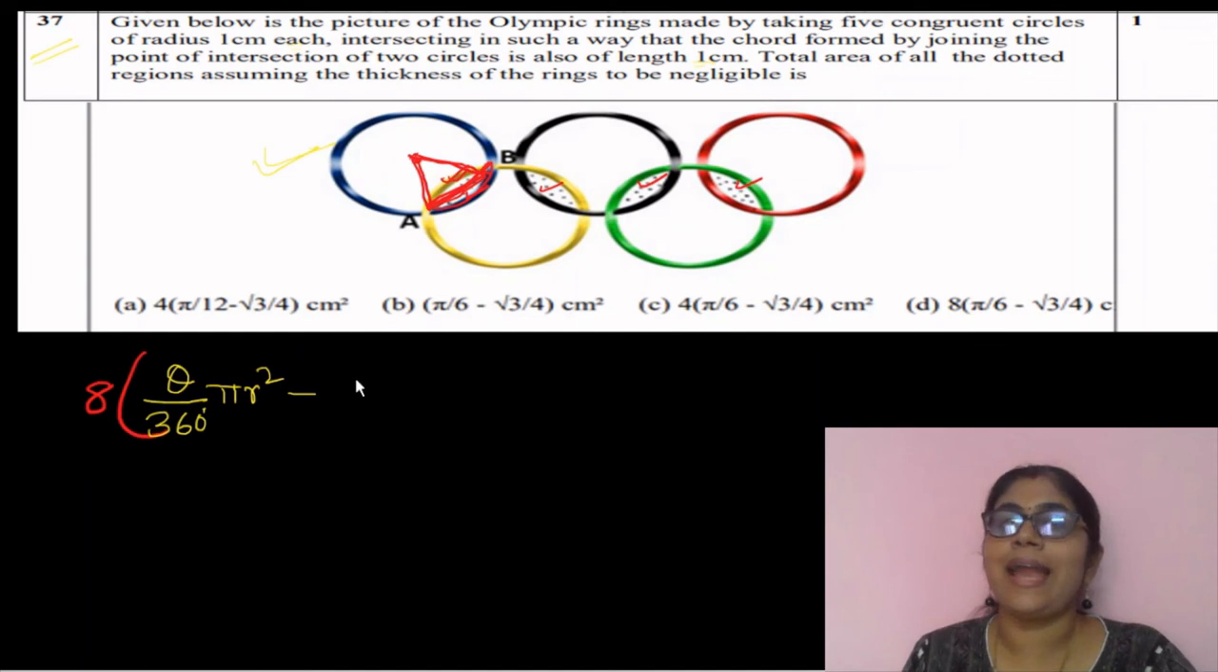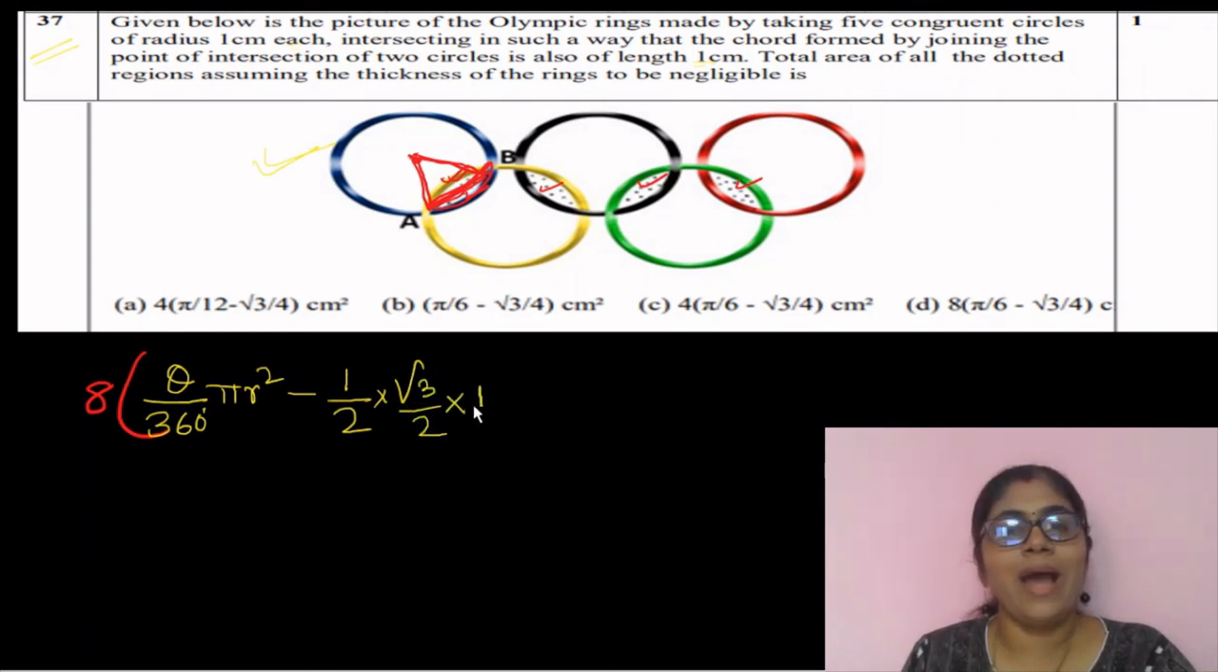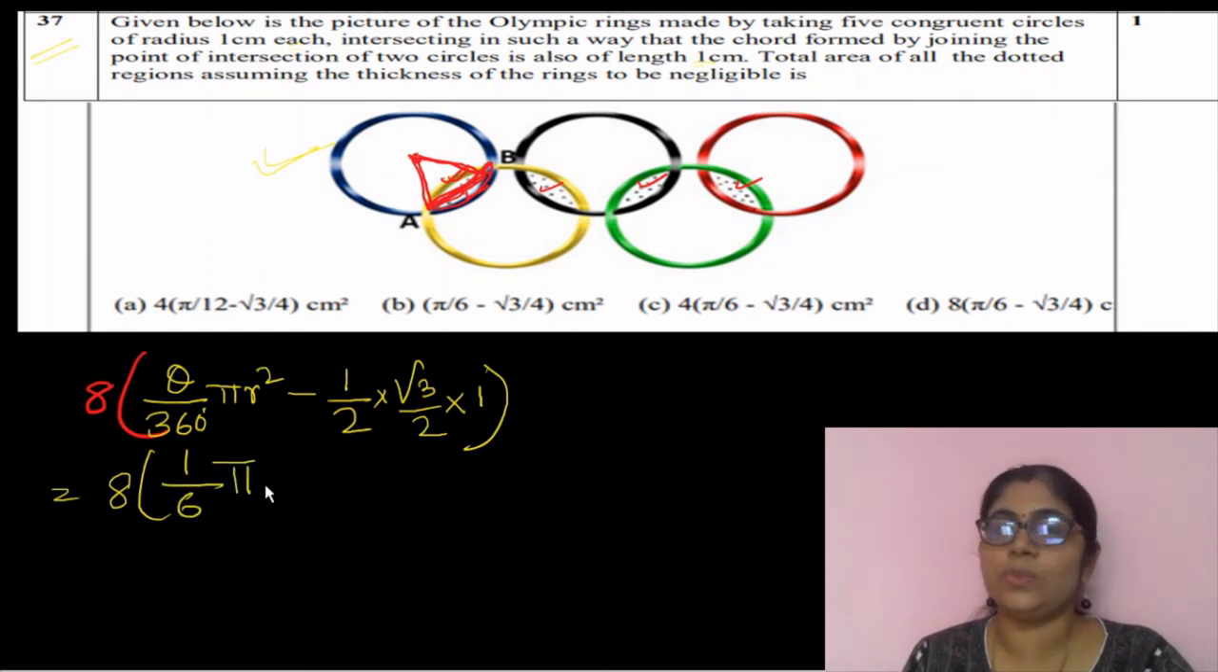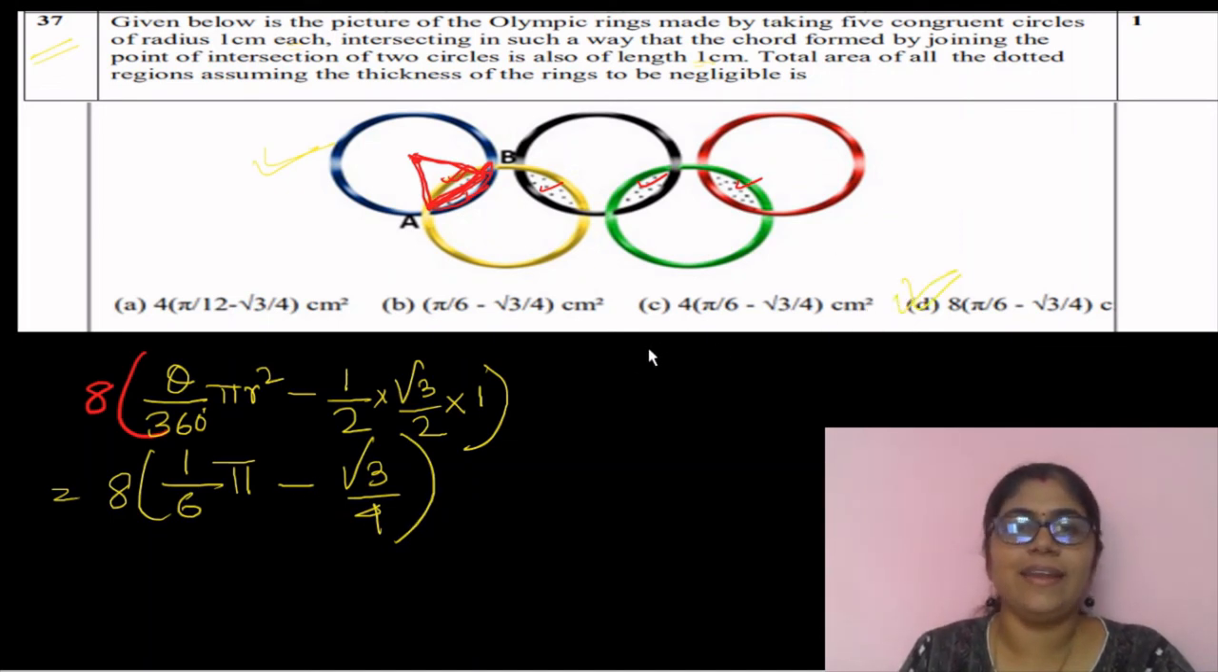So what is the height of the equilateral triangle? That is root 3 by 2. So 1 by 2 into root 3 by 2 into 1, where 1 is the base or side, you can say. So this is equal to 8 into 60 by 360, that is 1 by 6 pi r square. R is 1. So 1 by 6 pi minus root 3 by 4. So option D is the right answer.